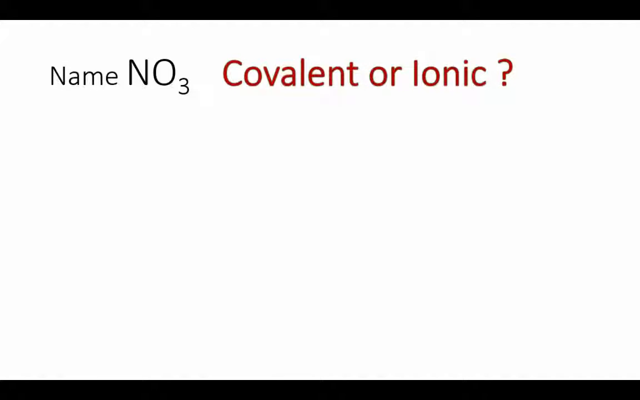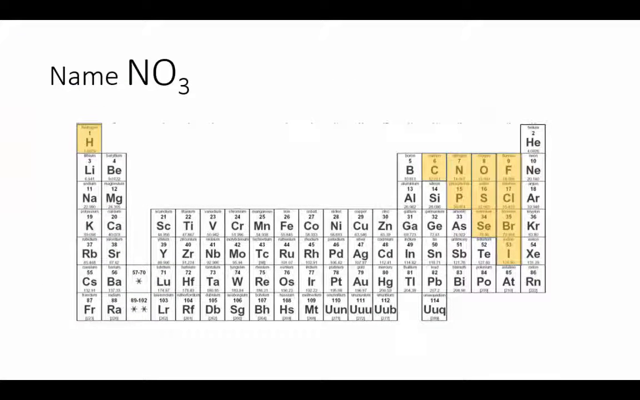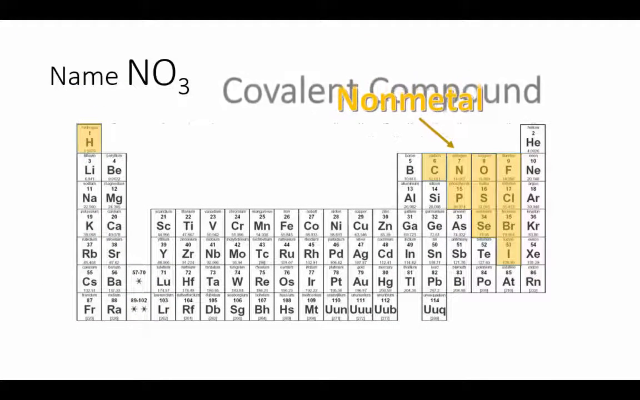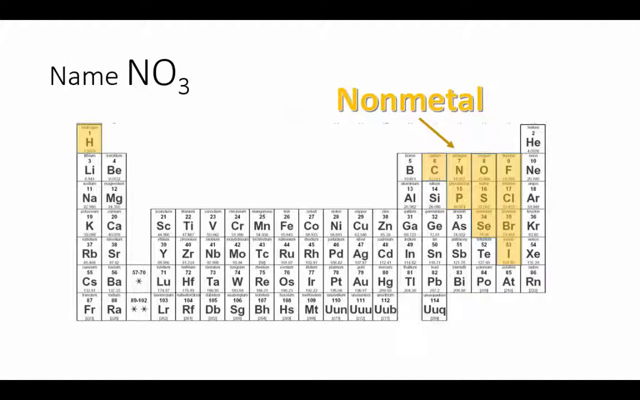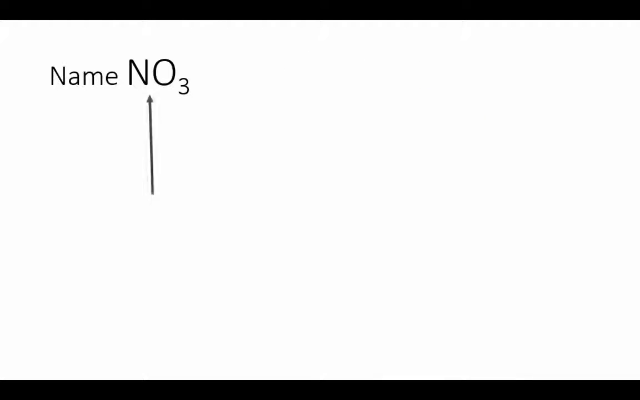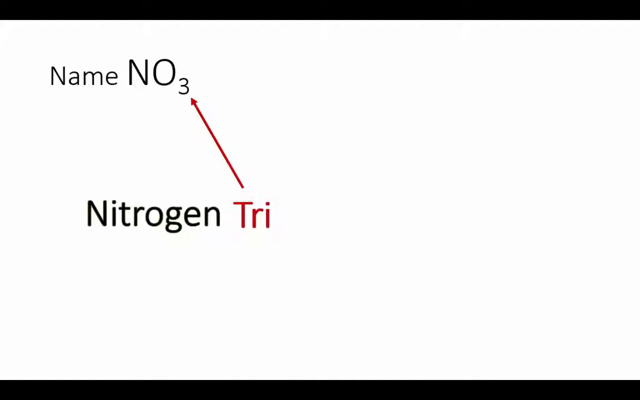Let's start with this compound, NO3. Is it covalent or is it ionic? Well, let's look and see. Does it start with a metal or a nonmetal? Nitrogen happens to be a nonmetal, and that means that's a covalent compound. So we'll use prefixes to name this compound. There's one nitrogen here, which would usually indicate that we'll use mono, but it's the first element, so we're not going to use it. We're just going to say nitrogen. And there's 3 oxygen. The prefix for 3 is tri, and oxygen, we're going to change the name to end in those 3 letters, IDE. So this is simply nitrogen trioxide.